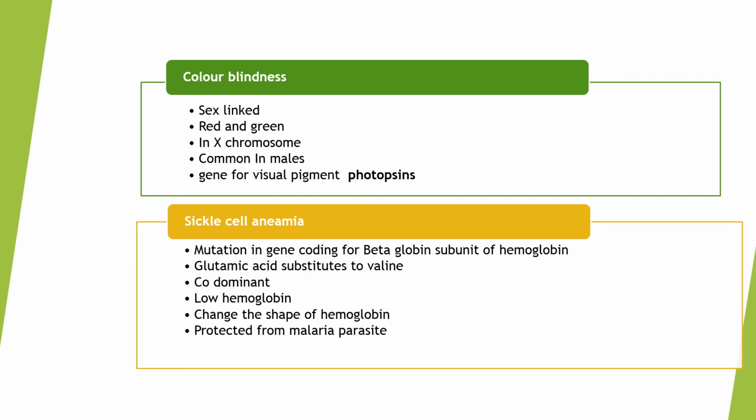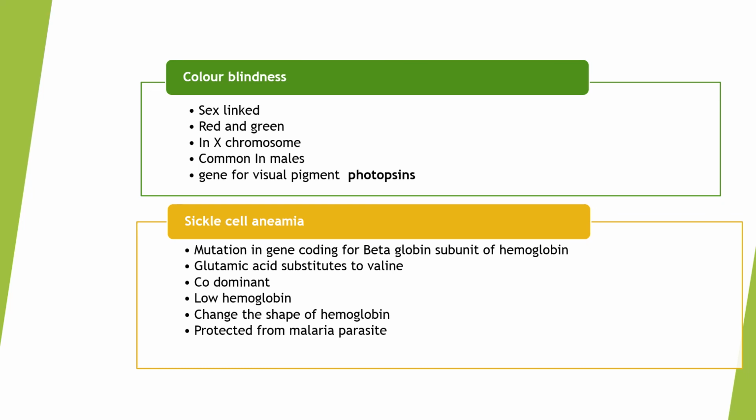This will result in an alteration of the shape of the protein. The red blood cell with normal beta globin, we know that a red blood cell is biconcave in shape. But with the alteration of the beta globin from the mutation, you will result in sickle cells. The red blood cells will have a sickle shape.